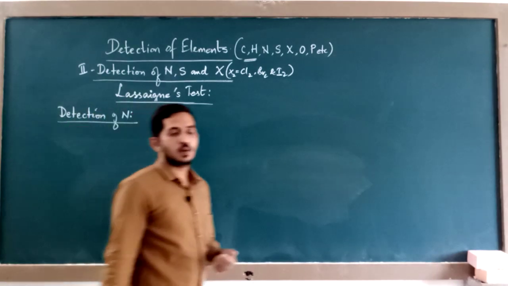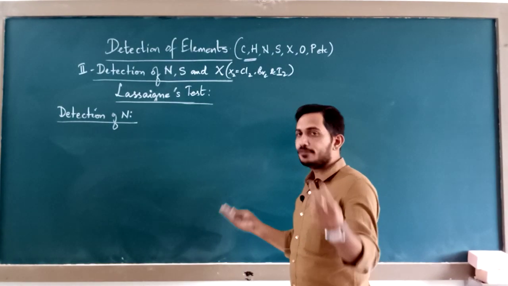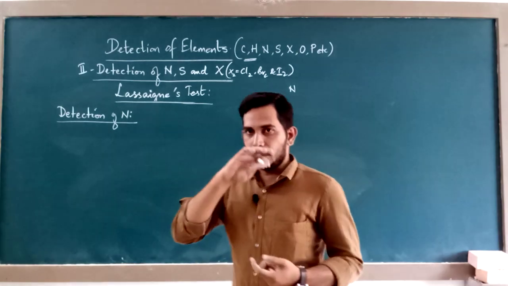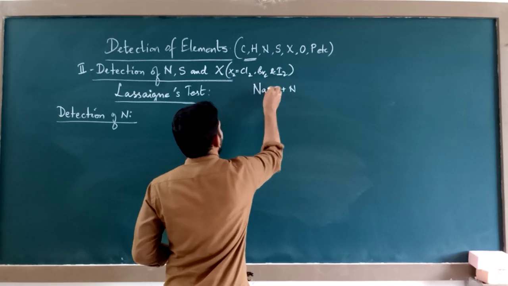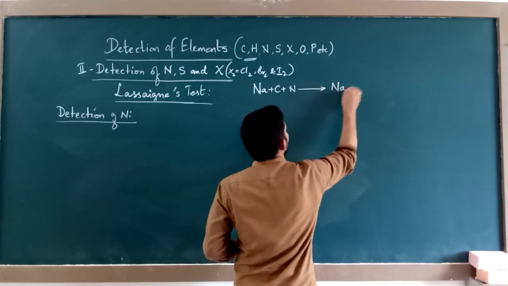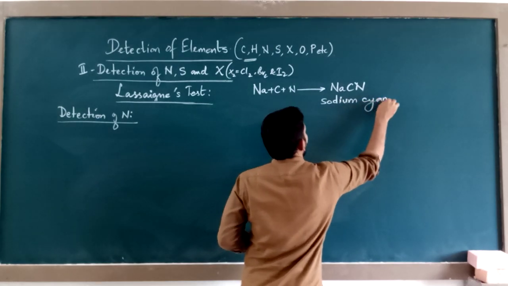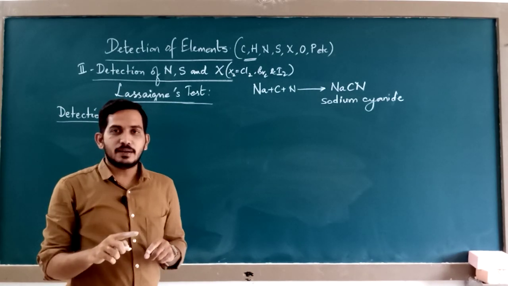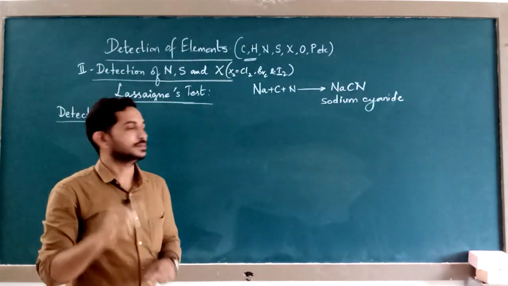Now before I explain how nitrogen is tested, you need to know what happens when this test is done. If your organic compound is containing nitrogen, then it will react with the sodium metal along with carbon, and it will get converted into sodium cyanide. What got converted into sodium cyanide? The nitrogen present in the organic compound has now got converted into sodium cyanide, in the sodium fusion tube.